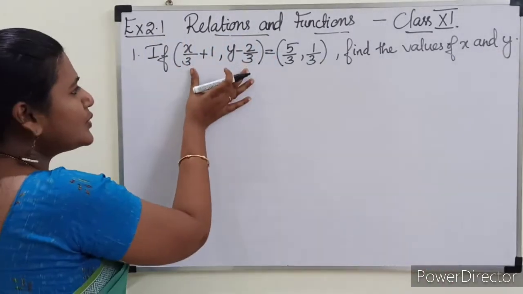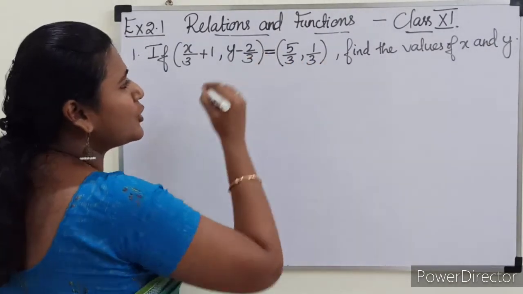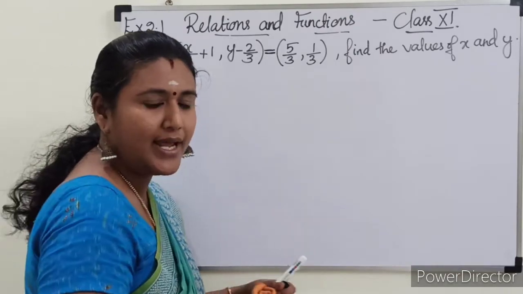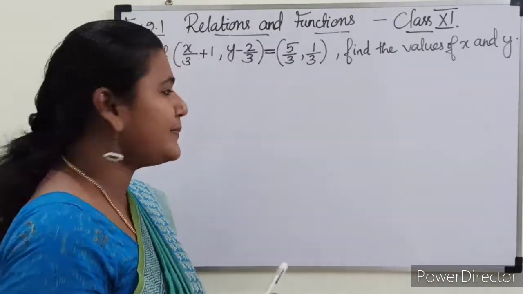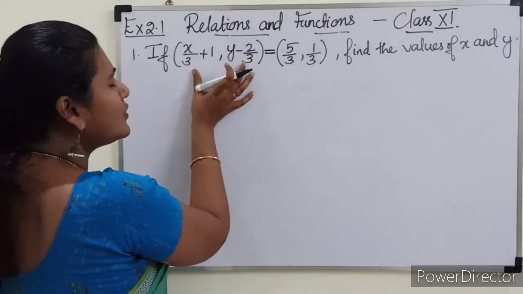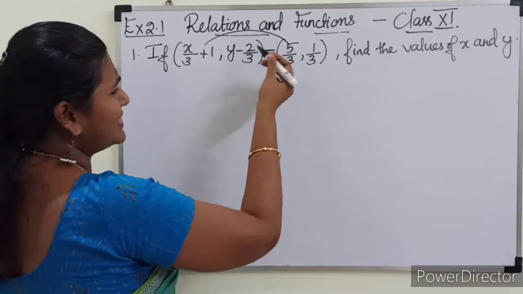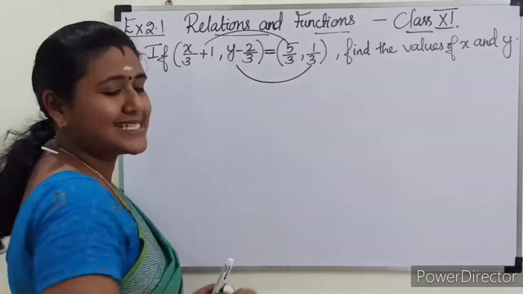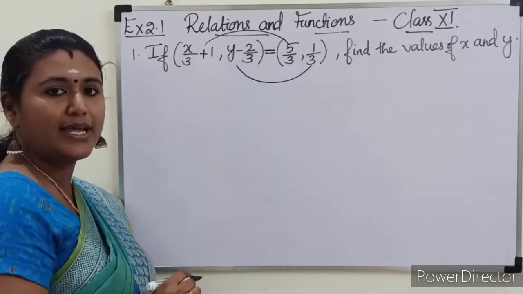Here we have two ordered pairs and these two ordered pairs are equal. We have already learned in our previous class when we can say two ordered pairs are equal. If two ordered pairs are equal, their corresponding first elements are equal and the second elements are also equal. So we can equate the corresponding elements.